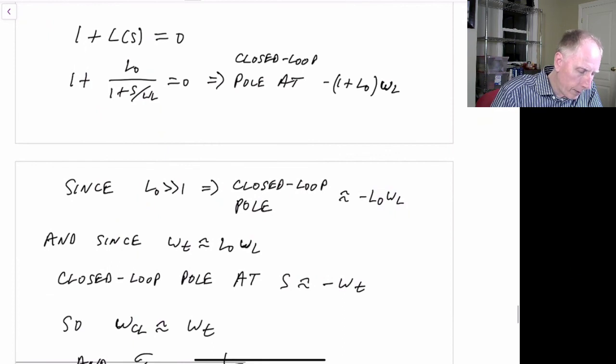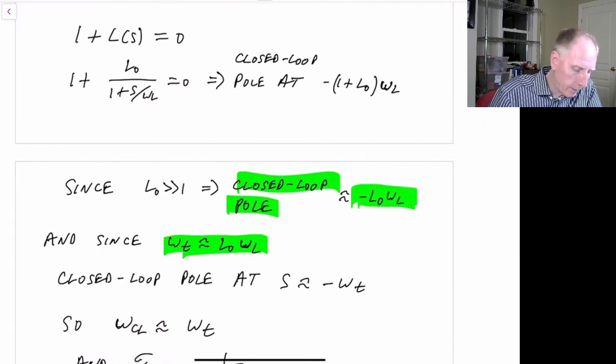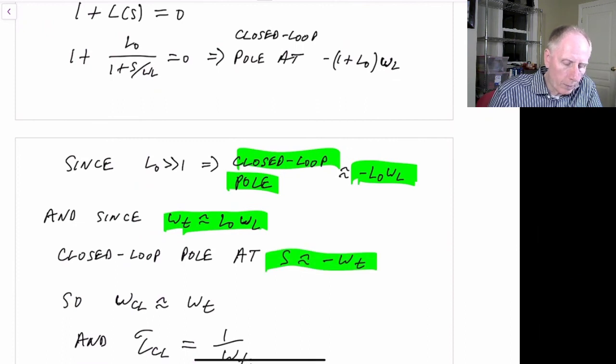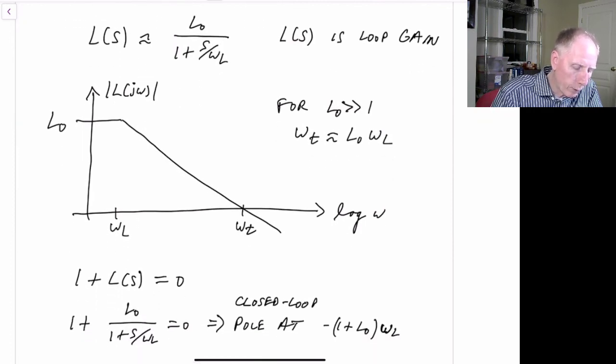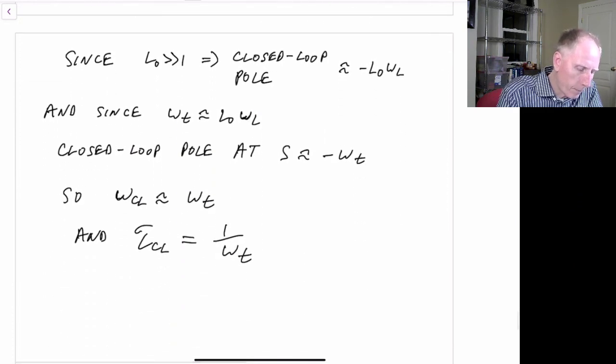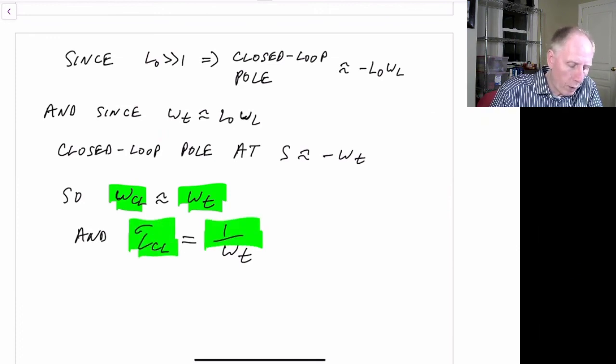So what we have then is that since omega t is L naught times omega L and that closed loop pole is also at minus L naught times omega L, our closed loop pole is just approximately minus omega t. So when we have a phase margin that is greater than 60 degrees, we can say that the unity gain frequency of our loop gain will be approximately equal to the bandwidth of our closed loop system. And since our closed loop system pole frequency is equal to omega t, the time constant, if we look at the settling behavior, will just be 1 over omega t. So if we wanted to figure out what the step response would be, the time constant tau would just be 1 over omega t.